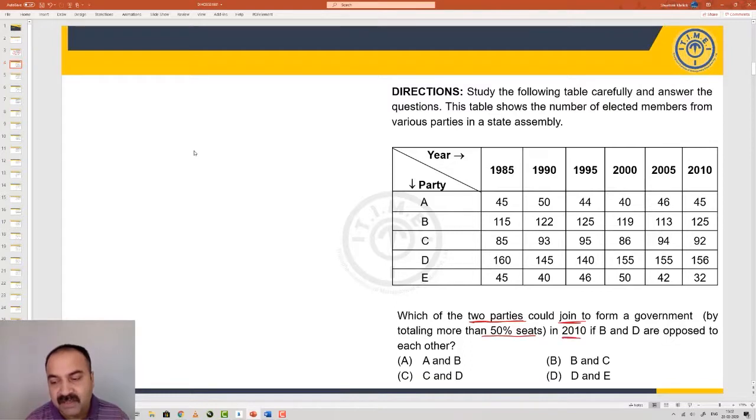And this is to be checked in which year? 2010. So in the year 2010, let's look at that last column, 2010. Which of the two parties can come together to achieve more than 50% seats? If B and D are opposed, so this political party B and this political party D, they will not join hands. So anybody else, any other pair is possible, provided you can achieve more than 50%.